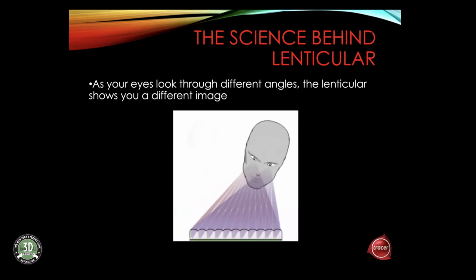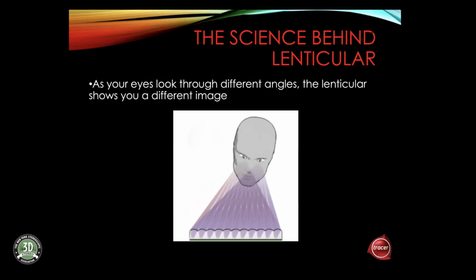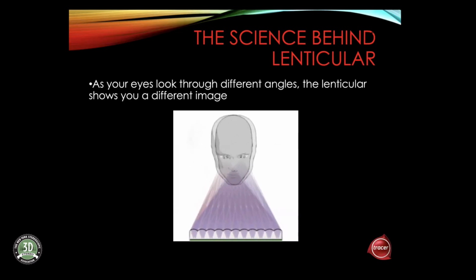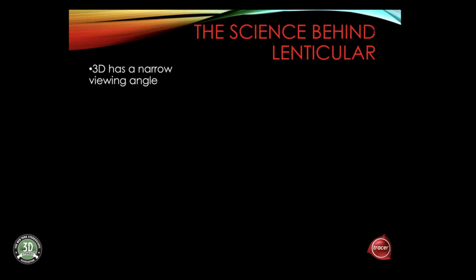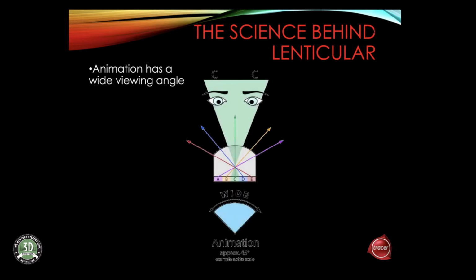So as you know, it's all in the eyes. It's all optical, okay? So as you look through the lens at different angles, that's what shows you the different images, and that's what this animation is showing you. 3D has a narrower viewing angle because of how much is packed into that lens, whereas an animation has a wider viewing angle, because with animation you're usually walking across and you want to cover more distance and see more of the actual content.